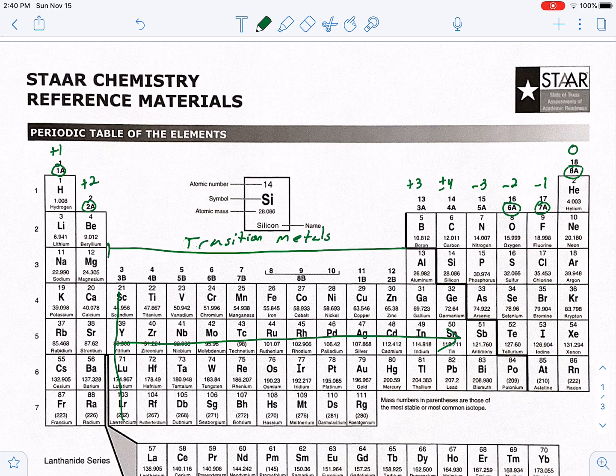So these are our transition metals. What that means is that their charges can vary. Okay, so it can change depending on who it's bonded with. So that's when we use Roman numerals to dictate the name of that. So we'll get to that after we start nice and simple.